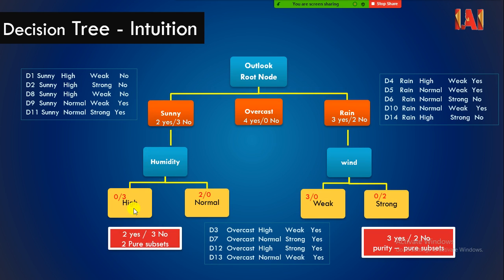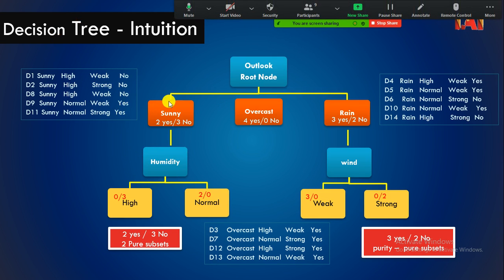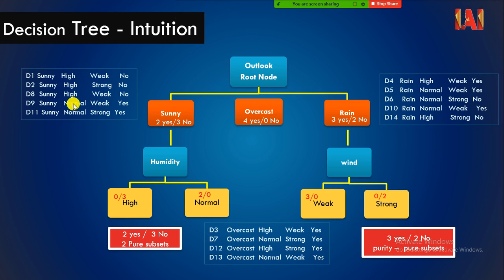The next question is, how many splits will happen? Let's say this node is an impure node. It will undergo further split iteratively as long as the node becomes pure. So now within Sunny, look at this column. This is my humidity column, the second column. Within humidity, how many categories are there? Only 2, high and normal.